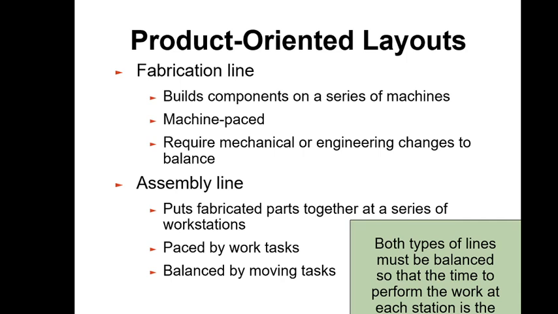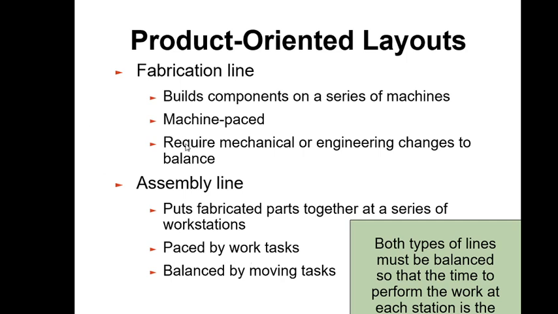Let's start with the fabrication line. For example, it builds components on a series of machines. It builds components, يعني نفس component needed to be assembled, it should be تتصنع بالأول قبل ما تبدأ بتجميعه. Okay, and it is machine based, يعني the product oriented layout will always depend in terms of fabrication line. Fabrication line is always focusing on the machines itself, unlike, as you will see, the assembly line, which will be based on the workers, on the work tasks.